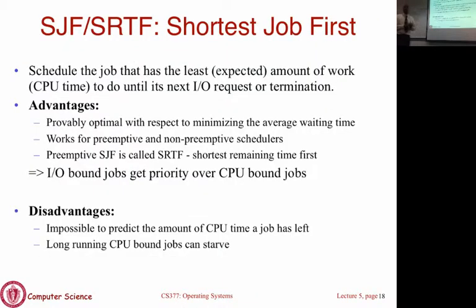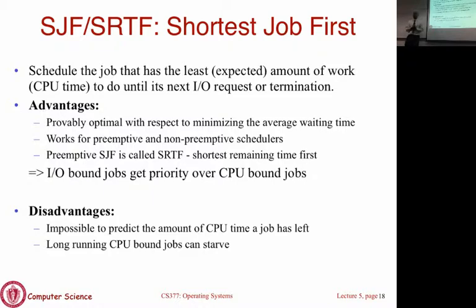Okay, so next up, a different policy called shortest job first, SJF. Simple policy. It says look at the ready queue, pick the shortest job in the ready queue, and run it next. That's why it's called shortest job first. There's a variant called SRTF, shortest remaining time first. I'm going to come to that in just a second.